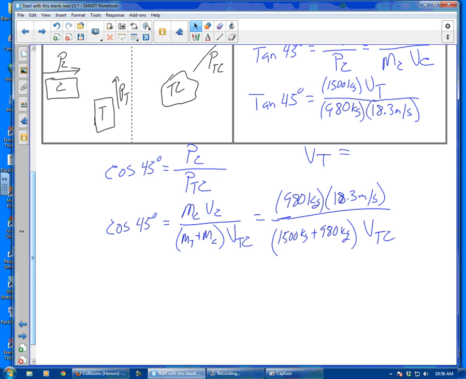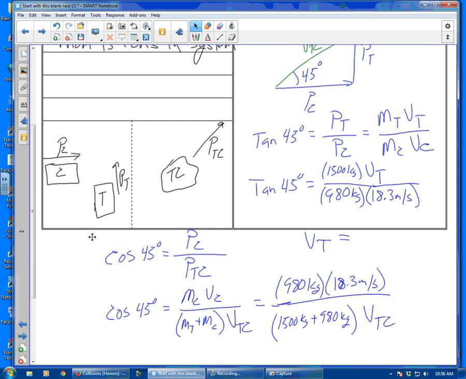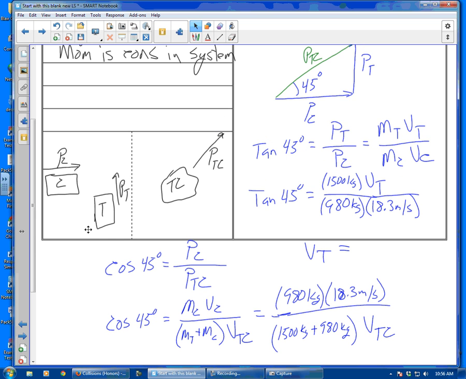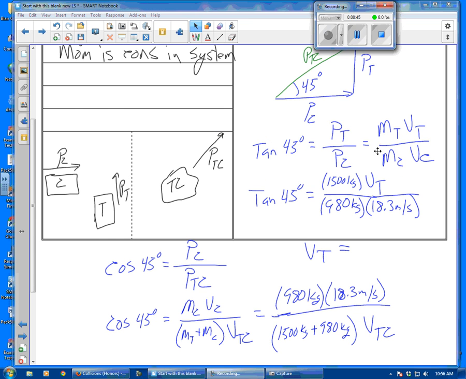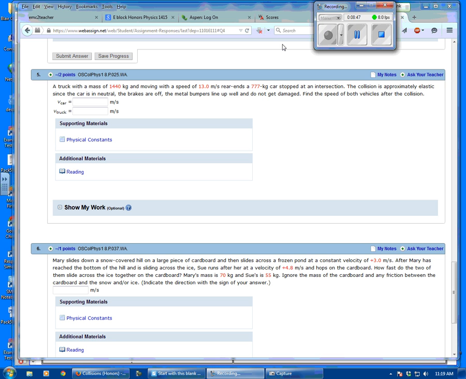So let me know if you need individual help on that, or if there's any questions on it in general of how I did that. All right, so do number 5, see where we go from there. Truck, mass is this, moving rear end's this.